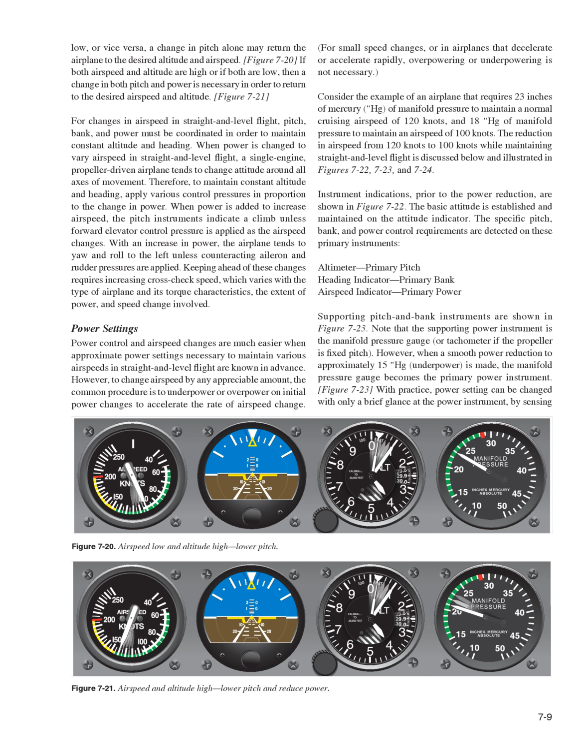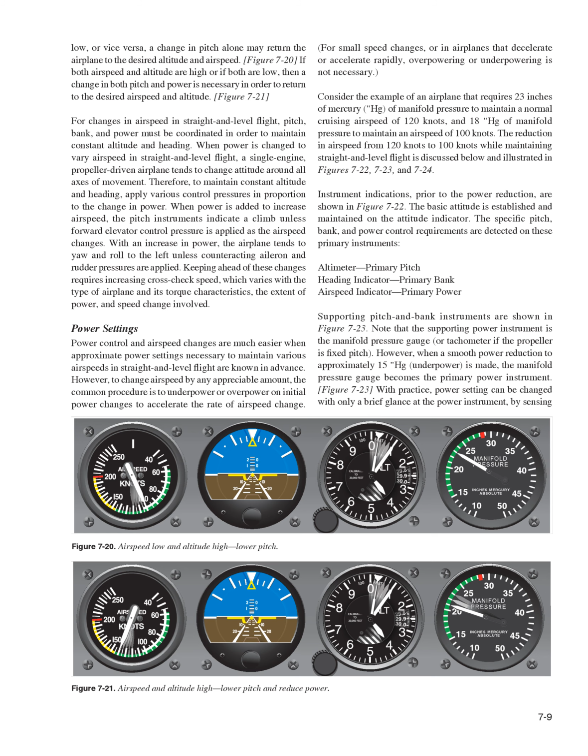When power is changed to vary airspeed in straight and level flight, a single-engine, propeller-driven airplane tends to change attitude around all axes of movement. Therefore, to maintain constant altitude and heading, apply various control pressures in proportion to the change in power. When power is added to increase airspeed, the pitch instruments indicate a climb unless forward elevator control pressure is applied as the airspeed changes. With an increase in power, the airplane tends to yaw and roll to the left unless counteracting aileron and rudder pressures are applied.